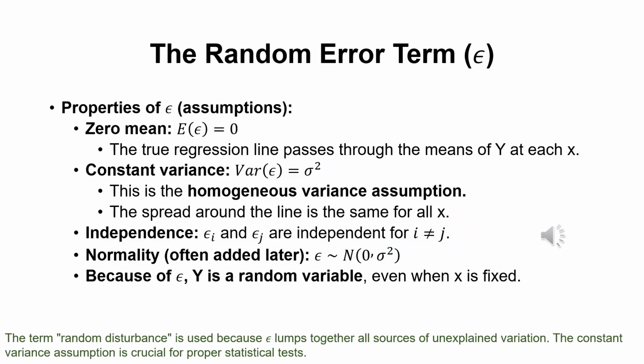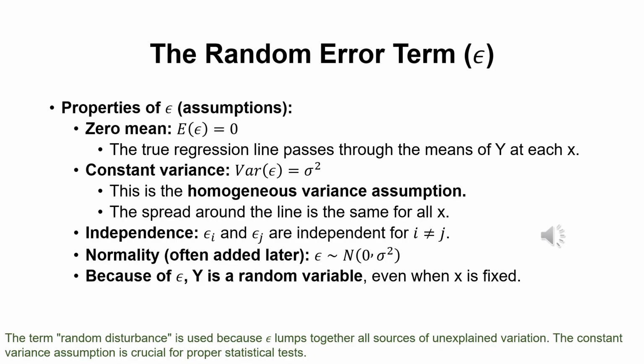The error term epsilon has key assumptions. Zero mean: the true regression line passes through the means of y at each x. Constant variance: the spread around the line is the same for all x. Independence: errors are not related to each other. And normality: epsilon follows a normal distribution with mean 0 and constant variance.